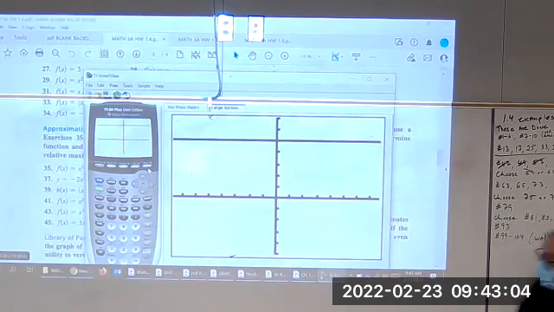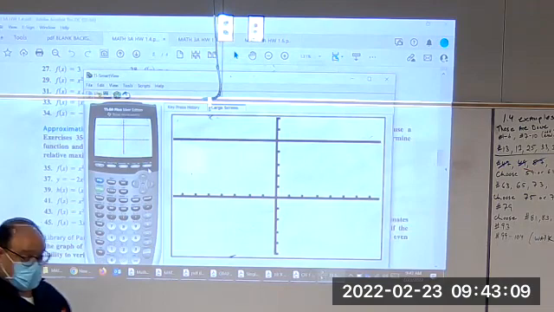Now, definition of odd and even, or neither. So basically, the answer is neither if odd doesn't work, even doesn't work.